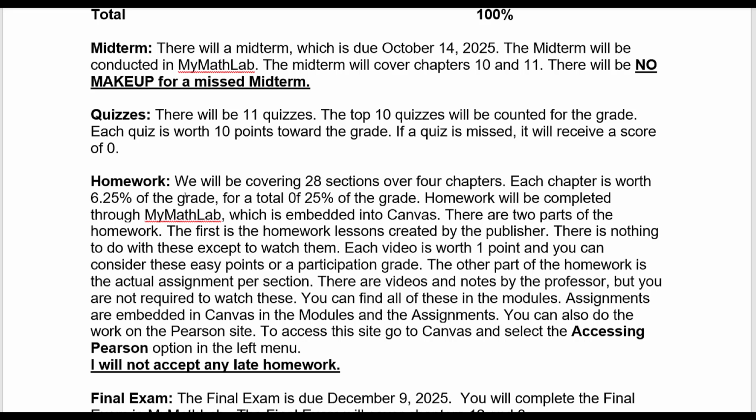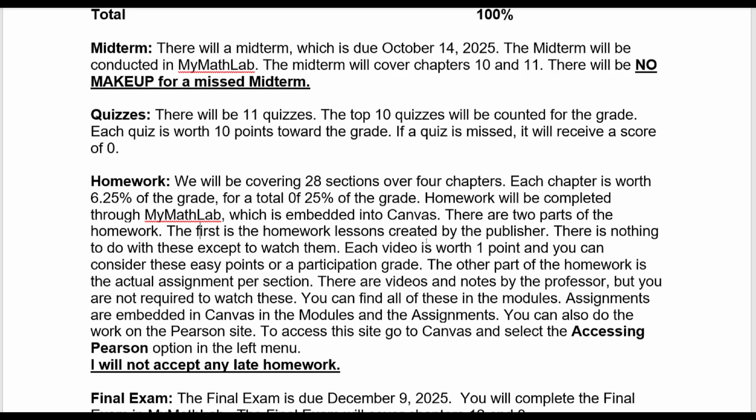The next point I want to focus on is that there are 2 parts of the homework. The first is the homework lessons created by the publisher. I want people to go through those, at least to some degree, so there's nothing to do except watch these videos. Each video is worth 1 point, and you can consider these easy points or like a participation grade. There might be 5 videos, there might be 10 videos, and they tend to be really short.